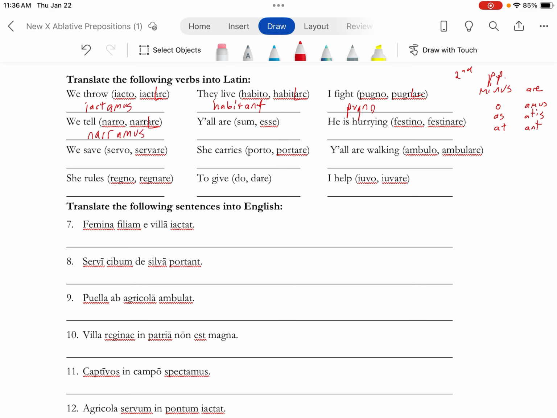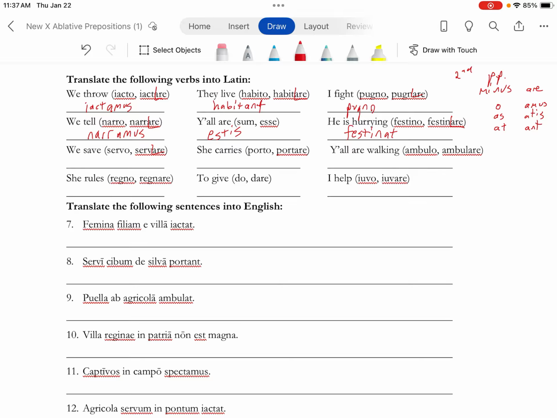Y'all are. All right, we don't have a second principal part with an ARE on there, so we can't drop the ARE off. Doesn't exist. This is an irregular one that you just get to know. Estis. He is hurrying. Second principal part minus ARE, festin, and then he is AT.